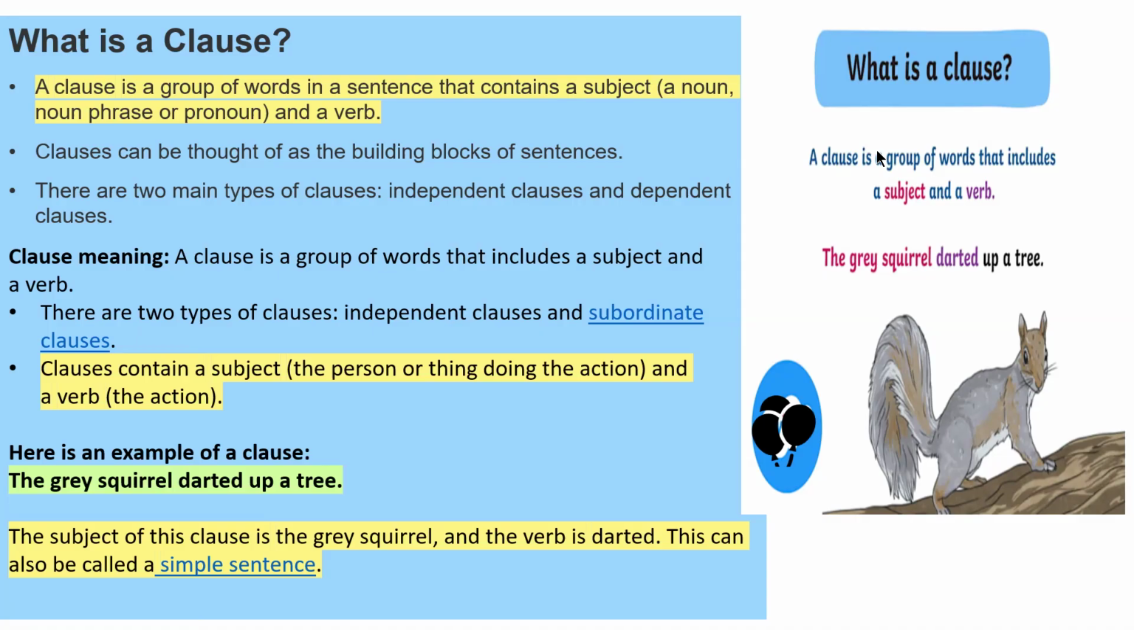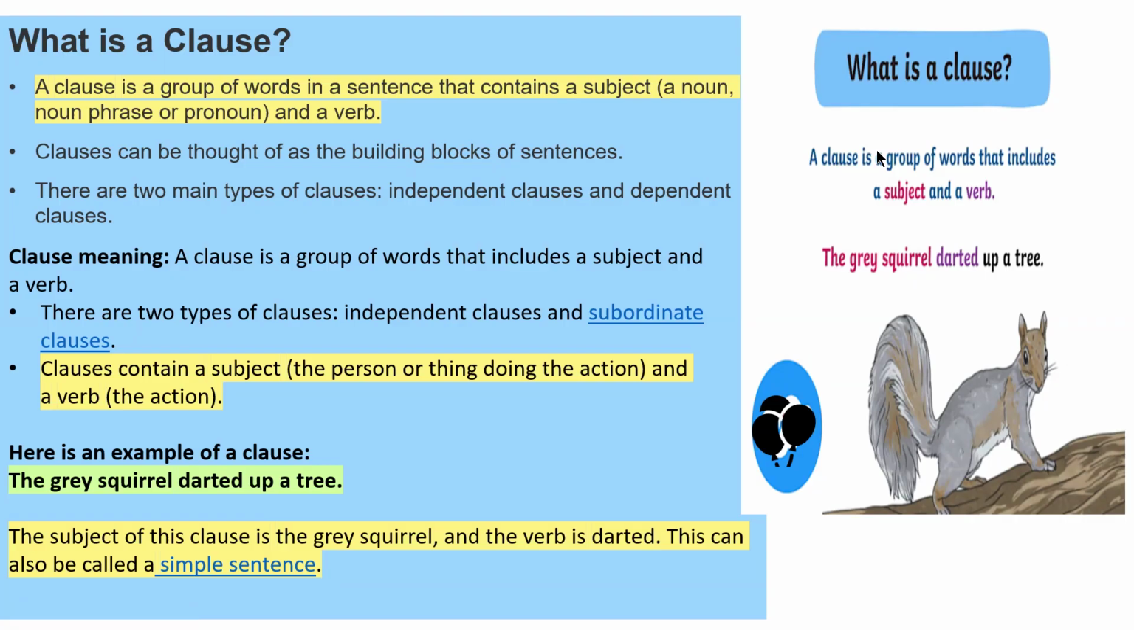We understood that a clause includes a subject and a verb. So there are two types of clauses we have learned, independent clause and dependent clause, which is also called a subordinate clause. Subordinate clauses always carry either a subordinating conjunction or a relative pronoun. The conjunction series is already on my channel, so kindly watch that series before watching this video, because it will help in understanding clauses very well.